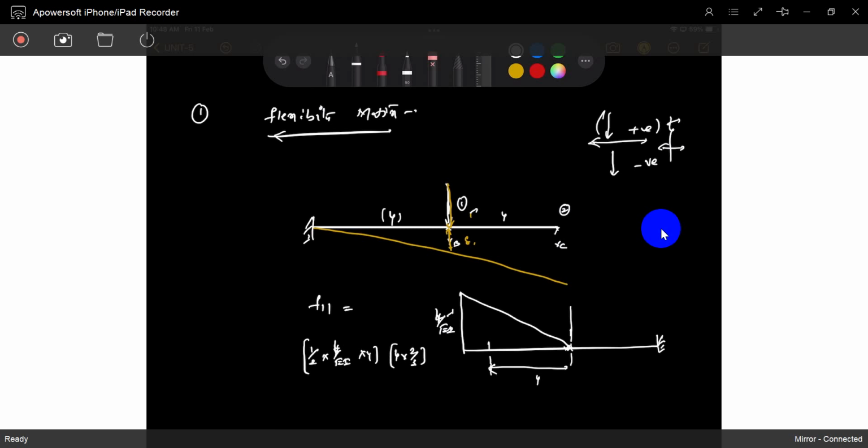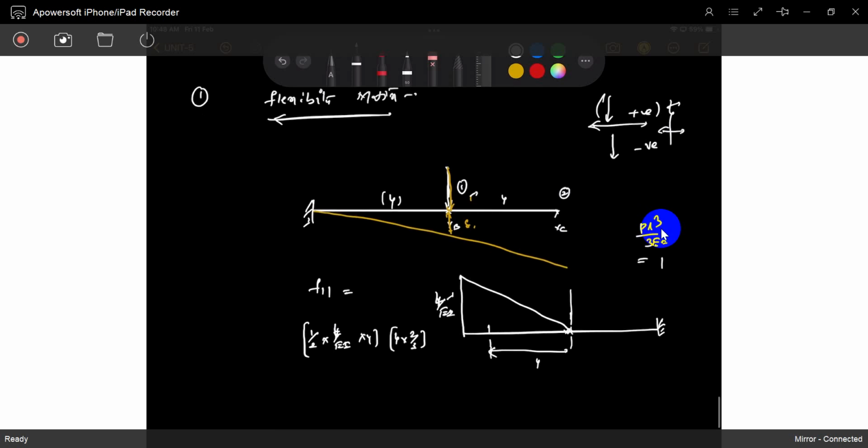That's it. Otherwise, very simply it is PL cube by 3A. P is now 1 and L is 4, so 4 cube by 3A. Directly you will find delta A, and the same thing will come. The value is 21.33 by EA. It is very simple with PL cube by 3A: 4 into 4 into 4 gives 21.33 by EA. Otherwise, you can find it by the conjugate beam method if you don't remember the formulas.